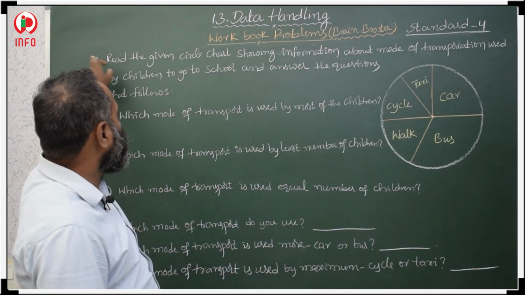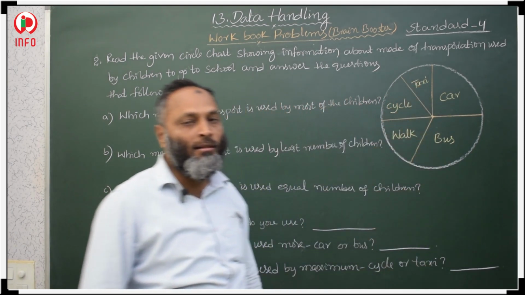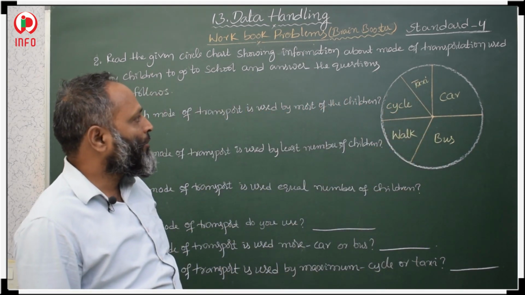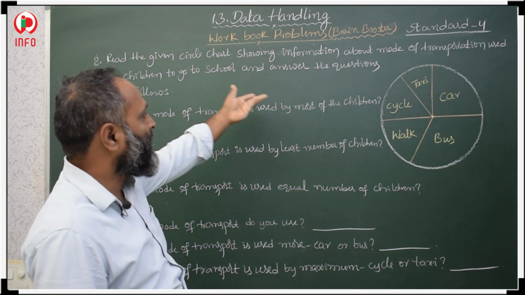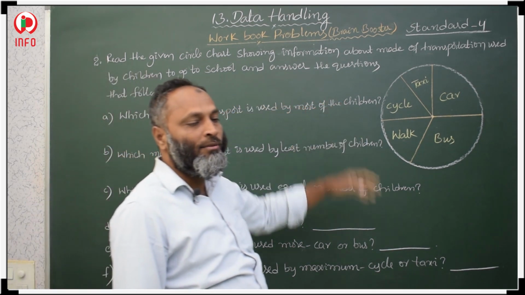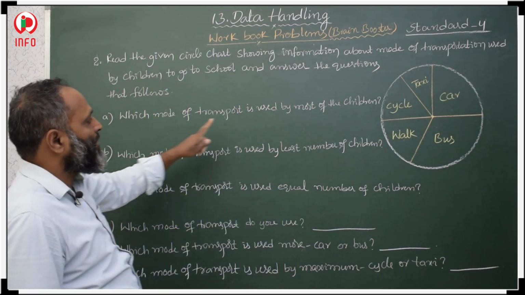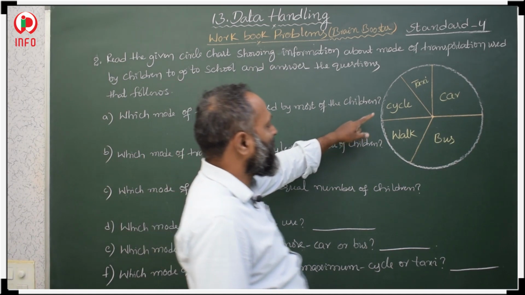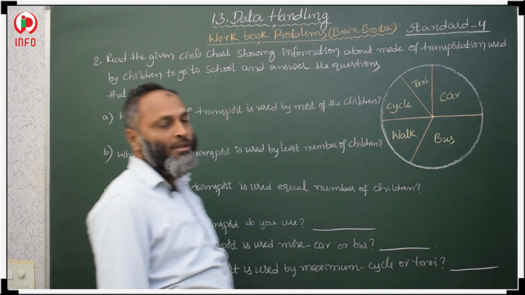Now read the given circle chart. This circle chart is also called a pie chart. It is about the mode of transportation of children in a particular school. Answer the following questions he is asking. Which mode of transport is used by most of the children? Most of the children use the bus.